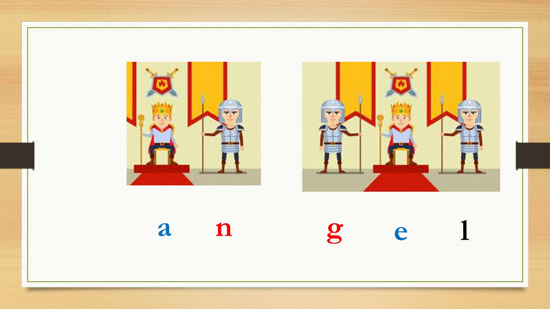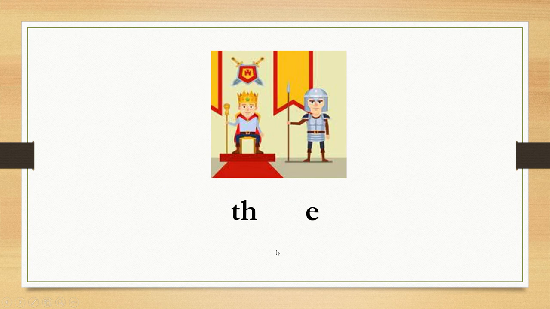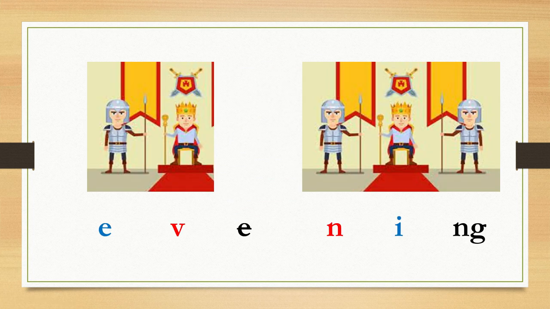How did you decide it? We have to go back to the rule. What is the rule behind this? There are two consonants between these two vowels, so we can divide from the middle. Of the is a monosyllabic words. Evening, here E is silent, and there are two consonants between these vowels, so we can divide it from the middle.